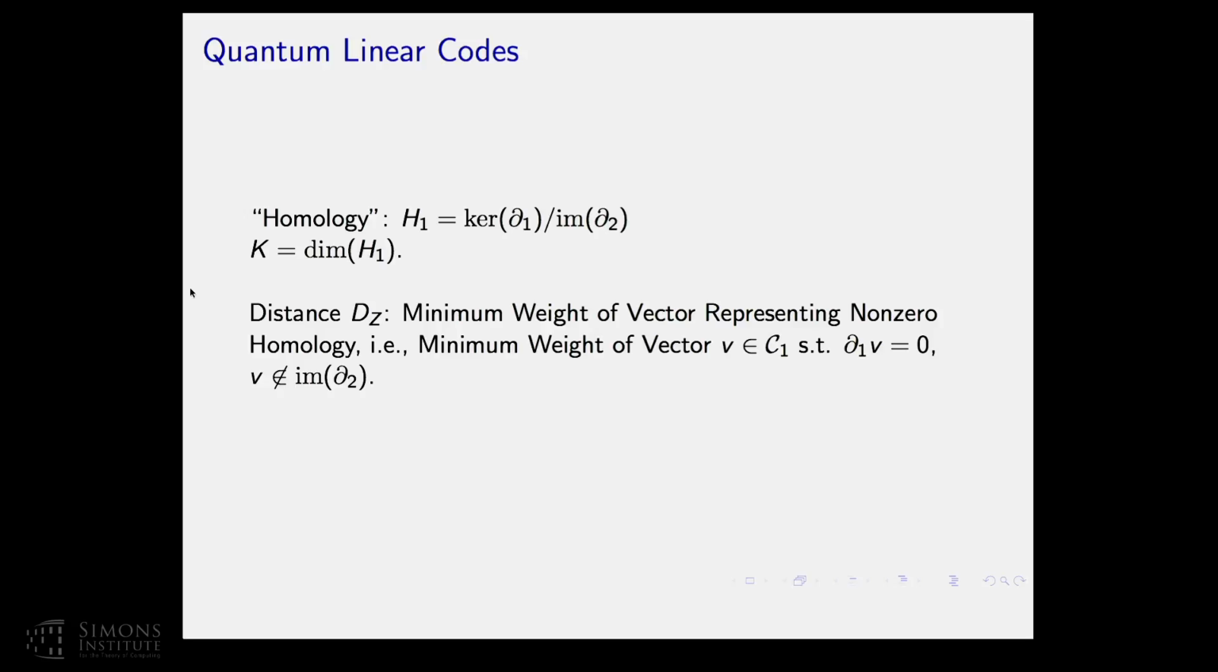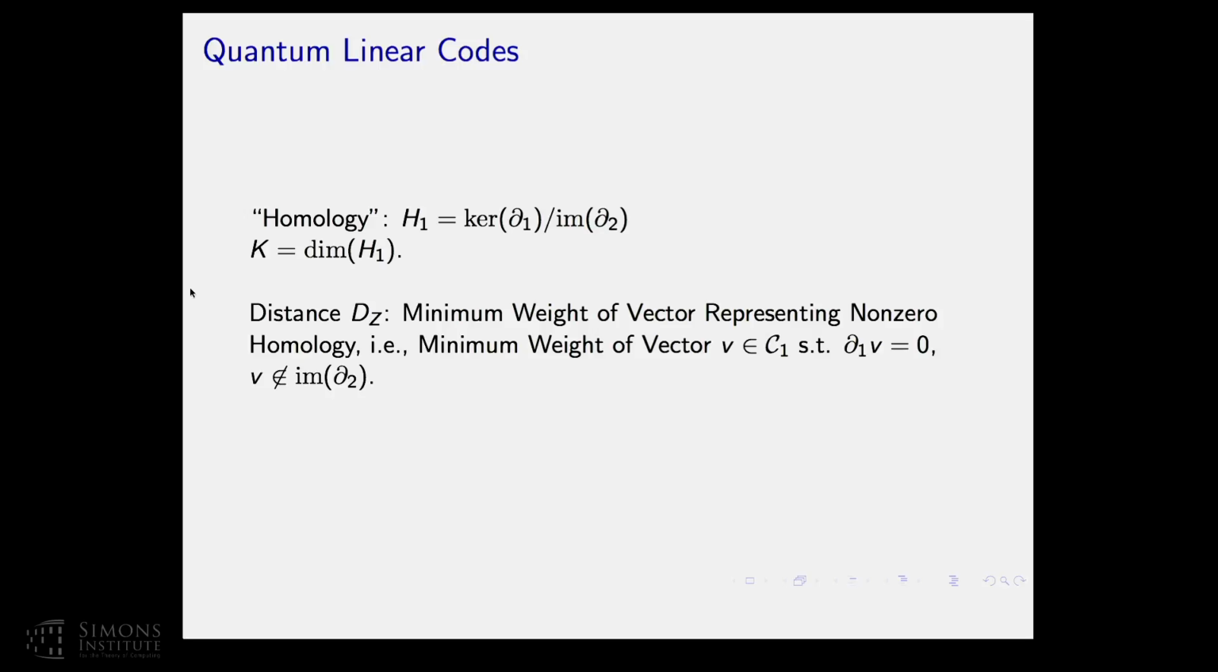The distance of the code is the minimum weight of a vector that's non-zero in here. So meaning it's the minimum weight of a vector such that partial 1 of it is 0, but it's not in the image of partial 2 of some other vector. So it's something in C1, its boundary vanishes, but it's not itself a boundary. And we're going to draw pictures, so this is going to be a lot. If this seems algebraic and complicated, it's going to have some nice pictorial implementation.